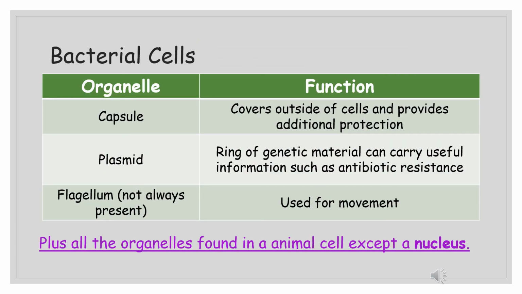And again, here are the functions of those three brand new organelles or cell structures. Capsule providing protection, the plasmid, which is a ring of genetic material. It can carry useful information such as antibiotic resistance, and we'll talk about those again in key area 1.5 genetic engineering later on. And as I said, the flagellum, it provides movement. It's not present in all bacterial cells. And as before, we have all the other animal cell organelles except the nucleus. So again, guys, key thing to remember, if you're provided a diagram of a cell that doesn't have a nucleus, you should be able to identify, as of today, that that must be a bacterial cell.